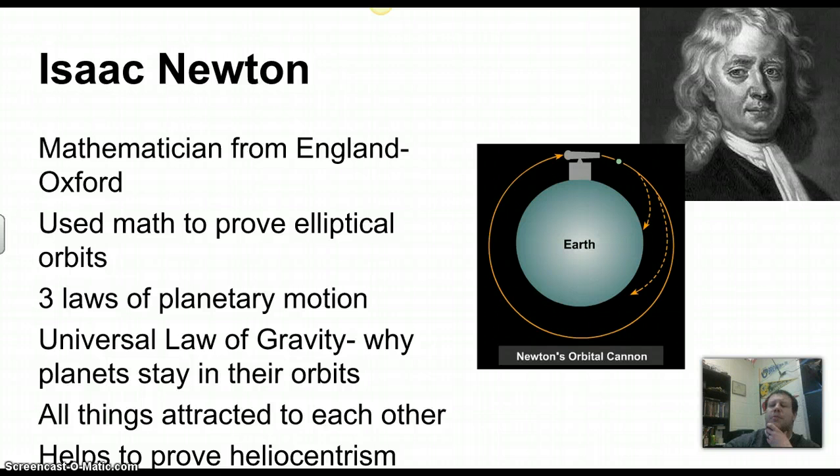What he actually described was an orbital cannon. You fire a cannonball. All things in space, all things in the world are attracted to each other in some way, shape, or form. The faster it goes, the farther it's going to go around. The slower it goes, the more it should be attracted to the Earth. That's the idea of the orbital cannon. But he used this to prove the idea of heliocentrism, that things should be going around the sun. The sun is so much bigger that everything is going around the sun at a certain speed. And so he helped prove these ideas through mathematics.